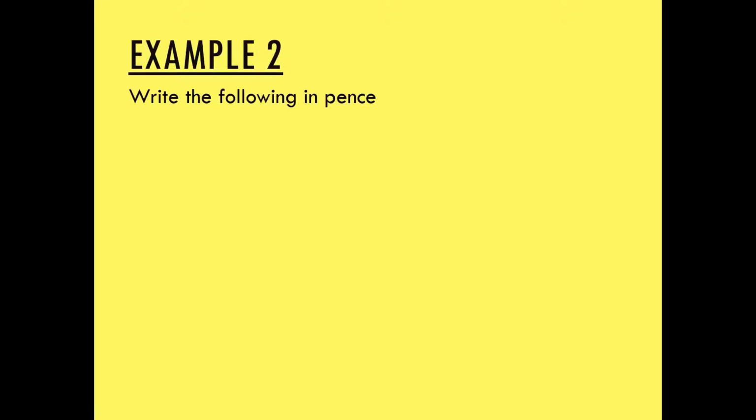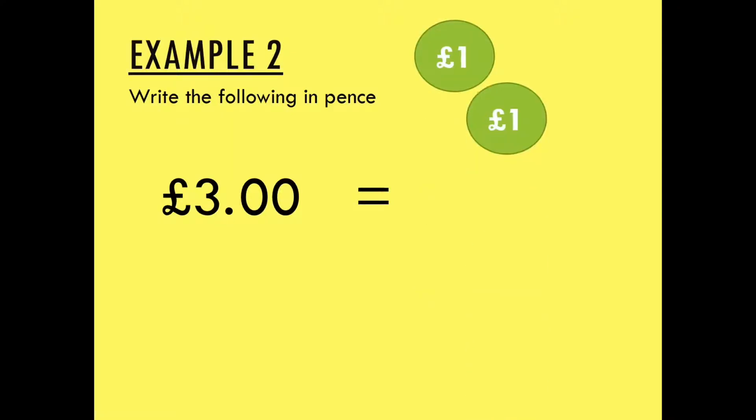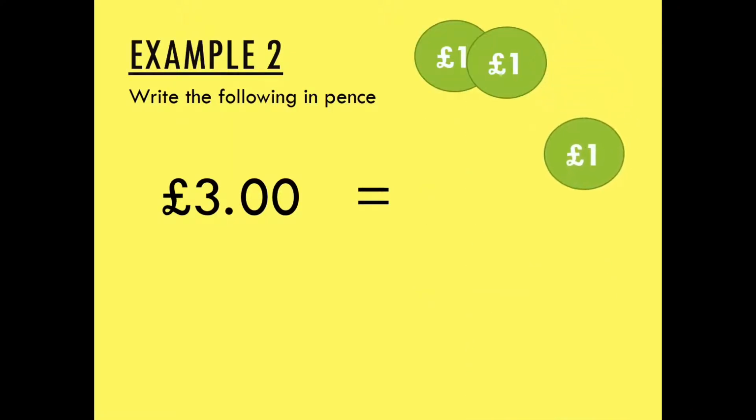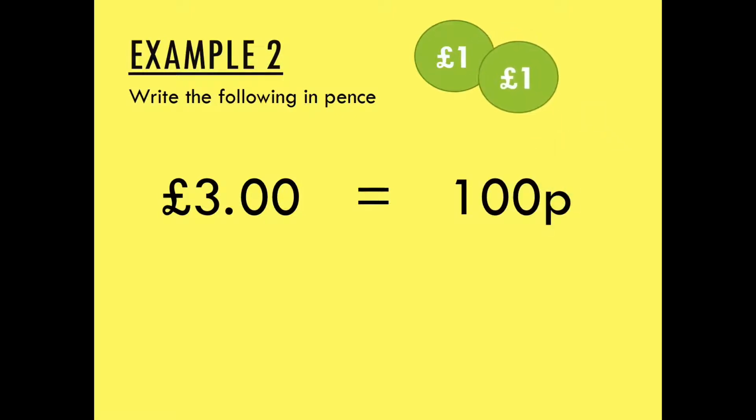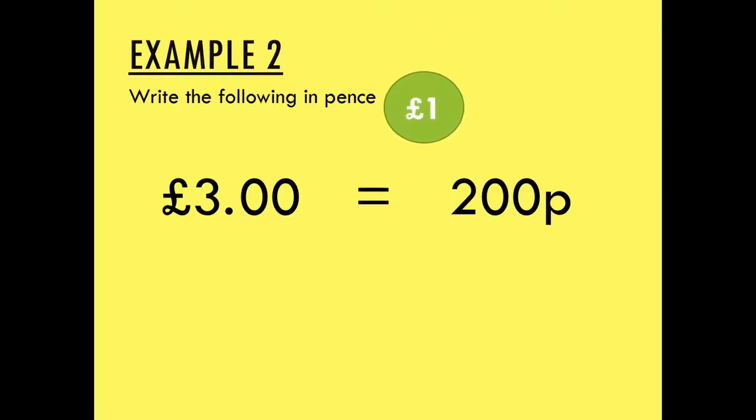Now for example number 2, we want to write £3 in pence. Now remember that's £3 up the top corner there. Your first pound gives you 100 pence. Your second pound gives you a total of 200 pence, and your third pound gives you a total of 300 pence.